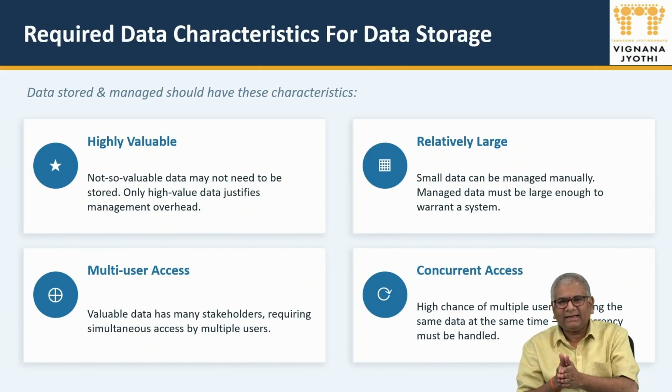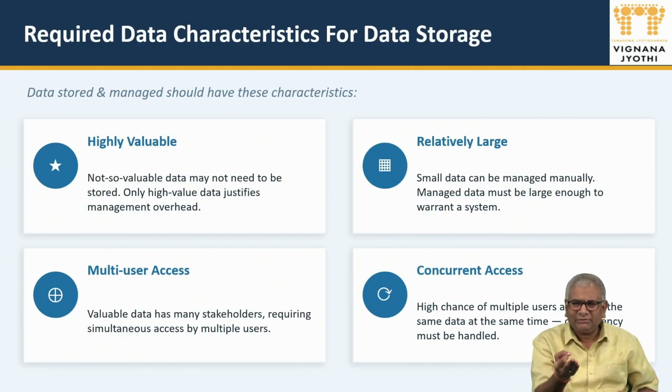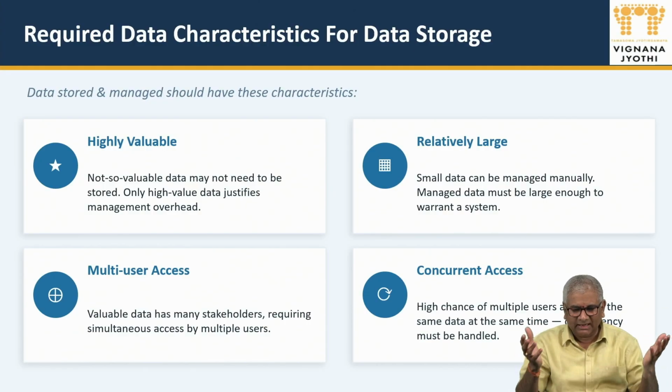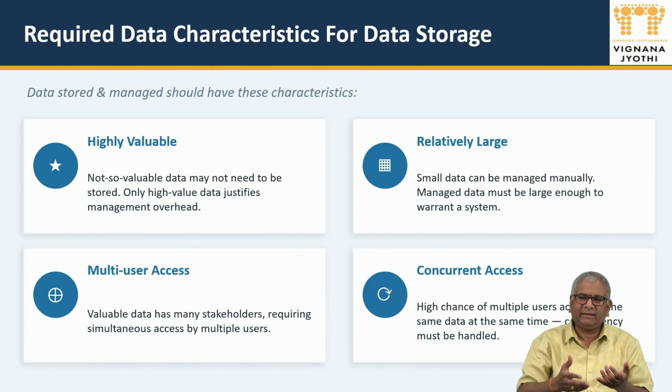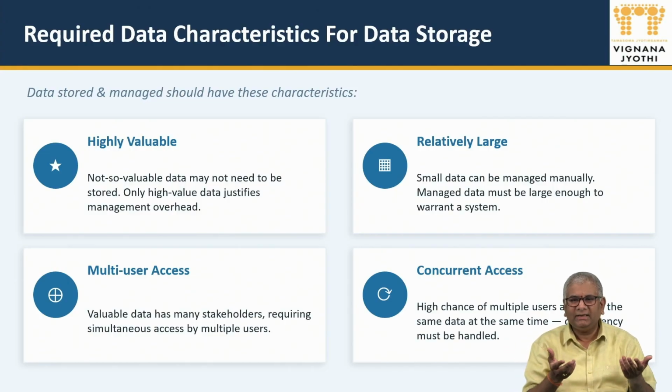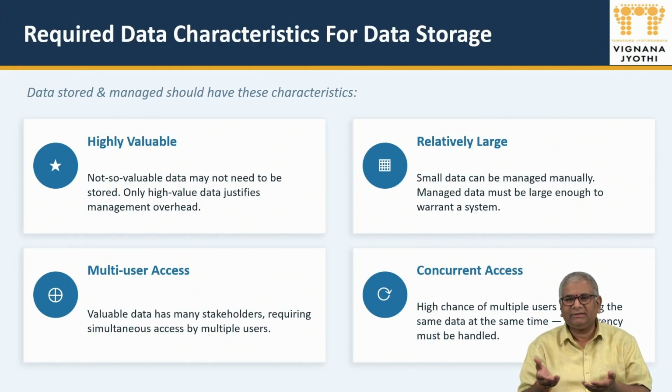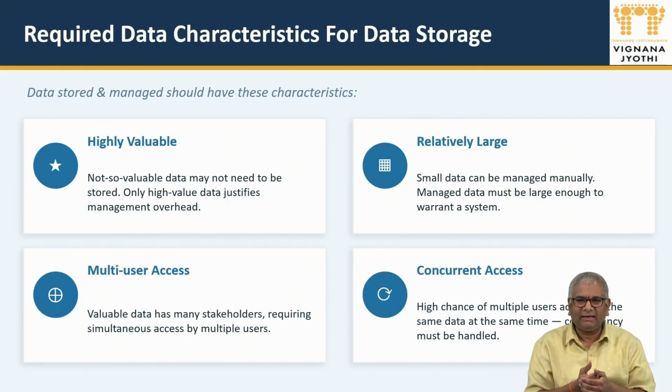Also, the second criterion is relatively large data. If you have only three students, do you really need a system or a big way of managing that? You don't need it, right? Unless you have a huge amount of data. For example, take our college, there are 10,000 students, so that's huge data. If you want to collect the student name, address, and all these things, you need a system to manage it, right? That's the size of the data. Small data can be managed manually. Managed data must be large enough to warrant a system. That's pretty much what relatively large data is.